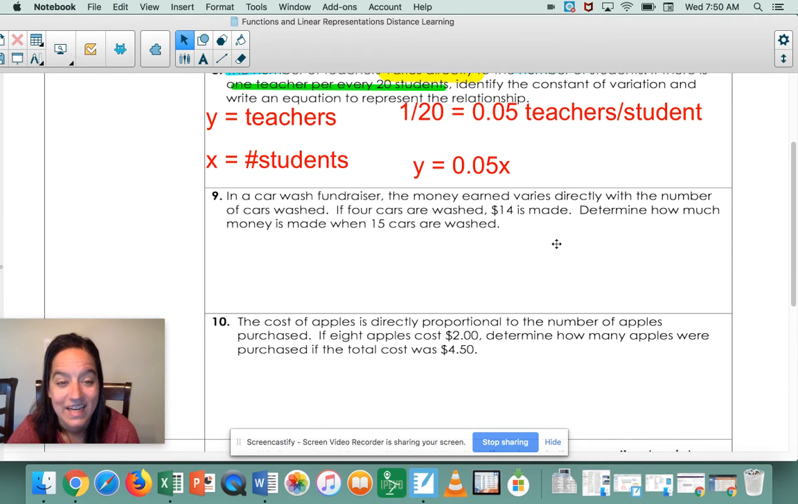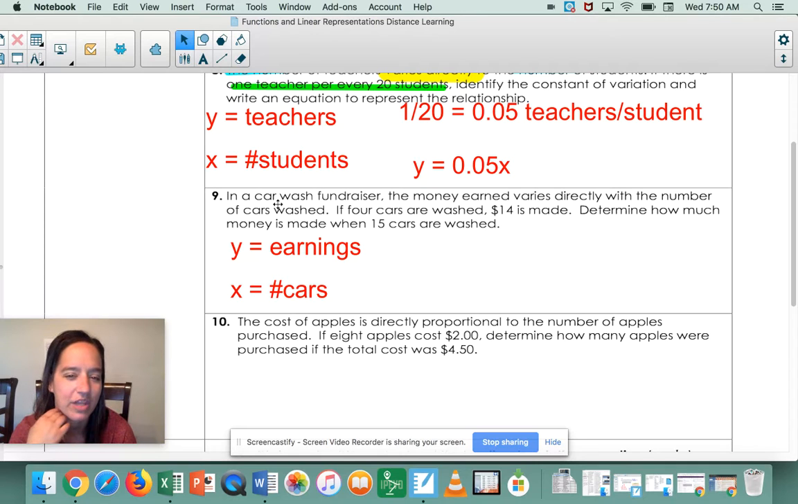Number 9, I want you to go ahead and try and pause this and give it a go. Oh, this one's a little different. Did you notice? So you should have noticed that, yes, it varies directly. You should have figured out that my y is the earnings, or you could have put total money earned. I put earnings because it says the money earned. And then it varies directly with the number of cars. That was my x.